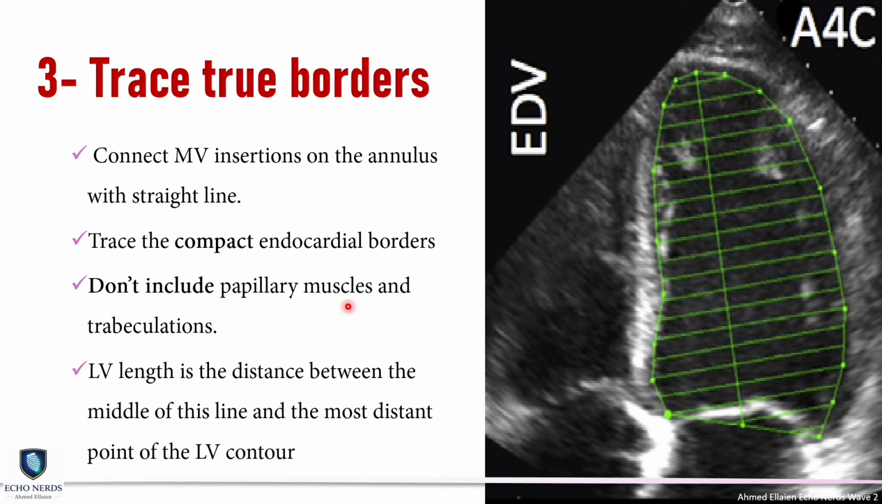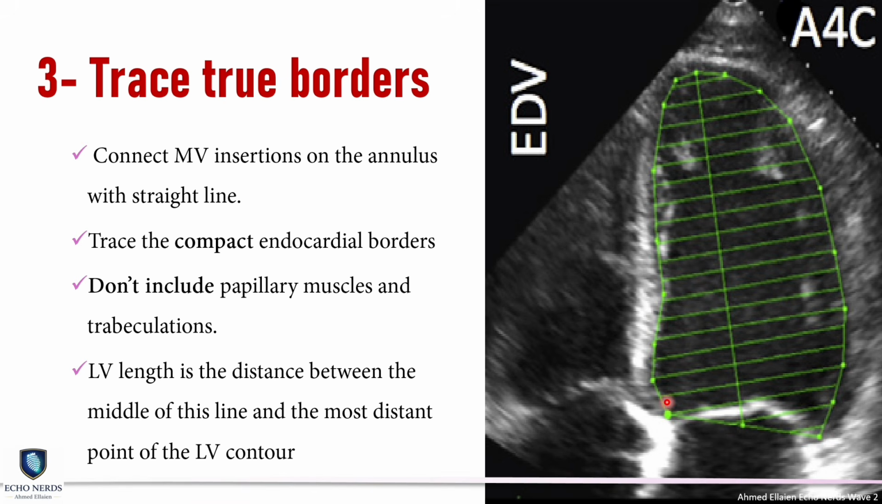How to do this trace? First of all, we connect the mitral valve insertion point on the annulus with a straight line. We put our cursor here, then we click OK in our machine. Then we will move to the other point. Then we will move upward to trace the borders.